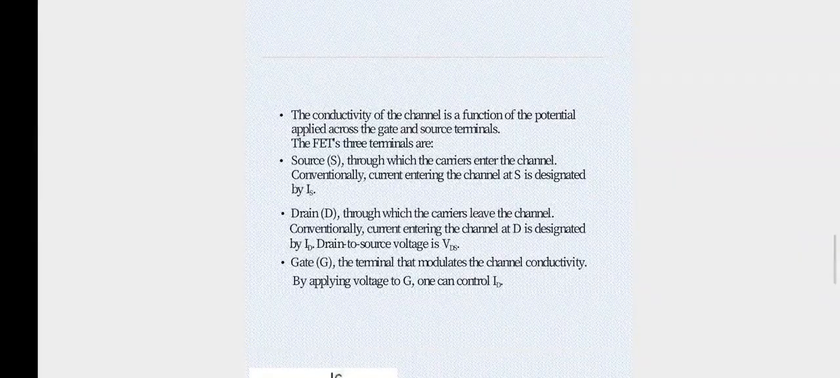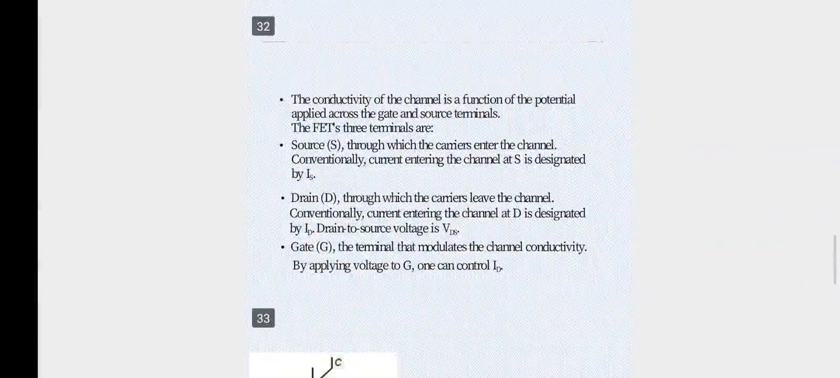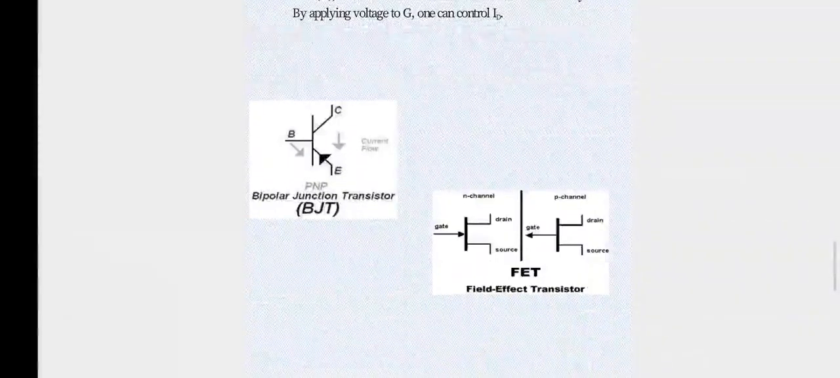The FET has three terminals: source, drain, and gate. Similarly, like the BJT, the field effect transistor is also having three terminals: source, drain, and gate. This is the diagram of the field effect transistor as well as the bipolar junction transistor. The BJT also has three terminals: base, emitter, collector. The FET has three terminals: gate, drain, source. In the N channel, the gate arrow is given inside. In the P channel, the gate arrow is given outside.